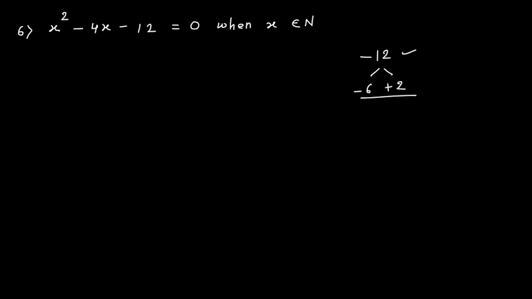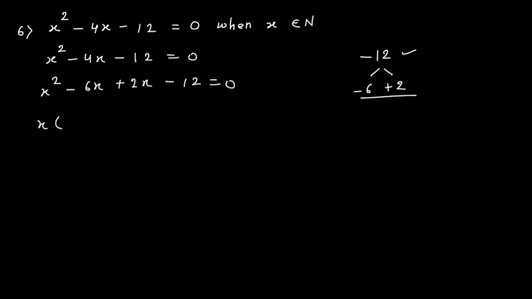So this I will write, the problem, x square minus 4x minus 12 equal to 0. So here it is x square minus 6x plus 2x minus 12 equal to 0. I will take x common. So here I have x minus 6. Then here I have 2 common. So here again I have x minus 6. So this is equal to 0.